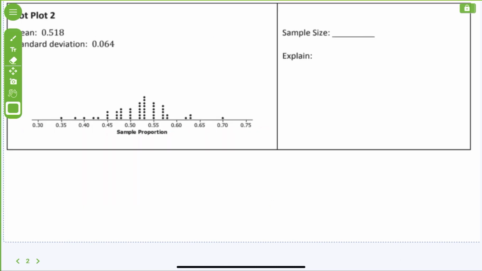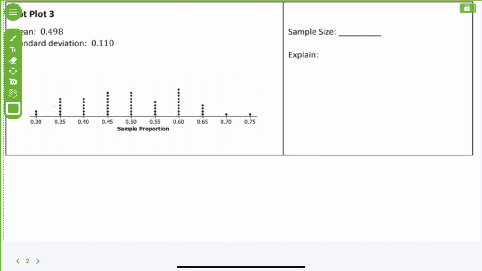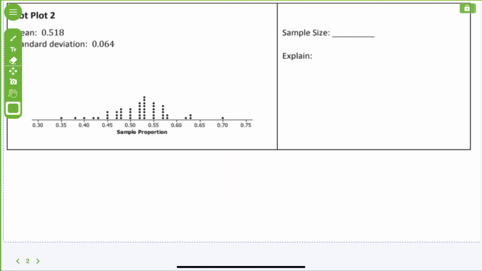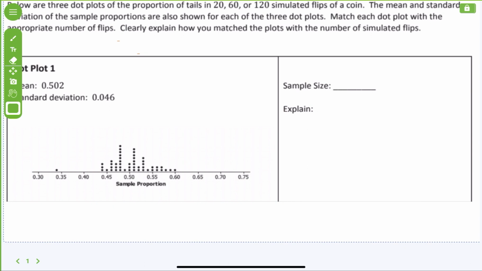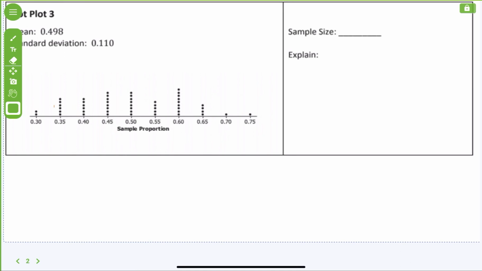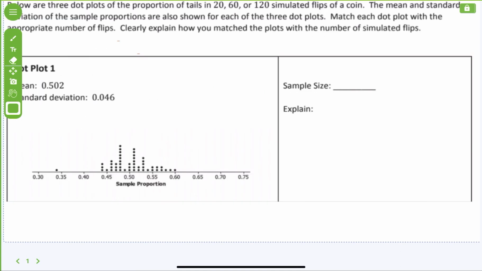Okay, so if you flip through page 1, page 2, and page 3, how would you describe dot plot 1, the first one? There's something else we can also look at here, right? Since it gives us a standard deviation, the smallest standard deviation is going to go with the highest number of coin flips, right? So dot plot 1 has a 46 thousandths. Therefore, that's the highest one, so it's going to be the sample size of 120 flips.